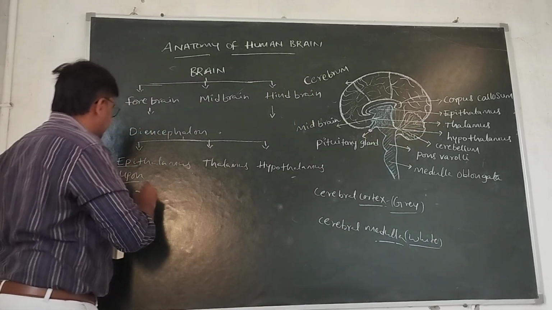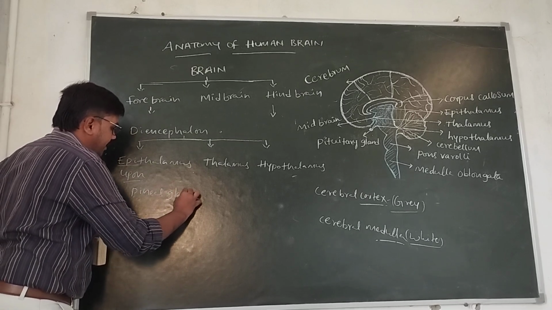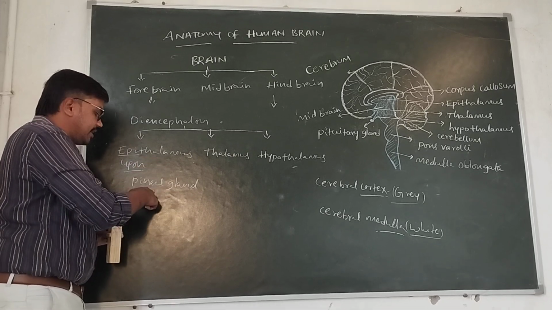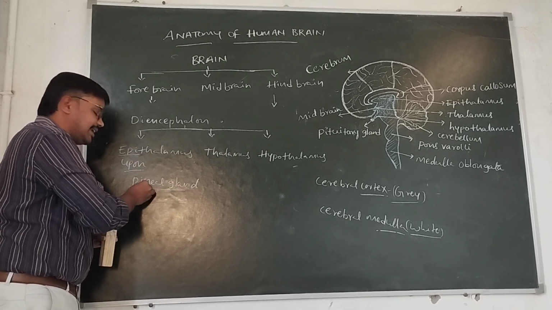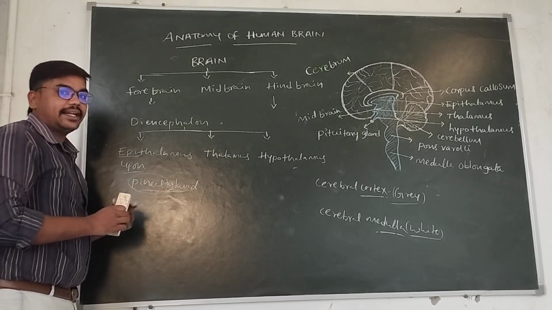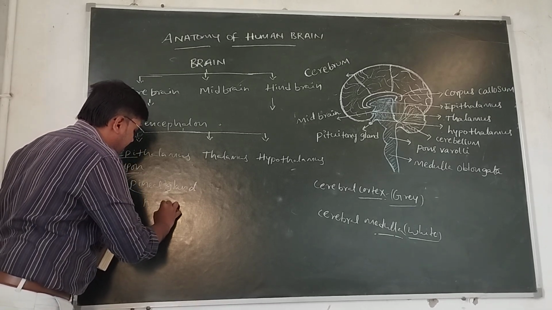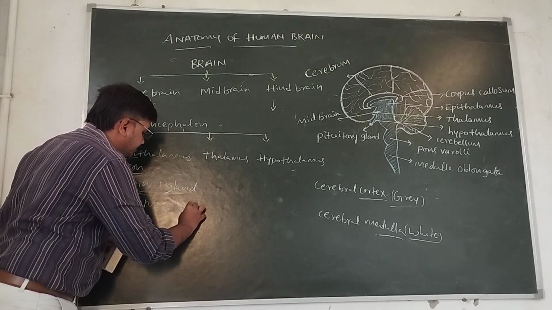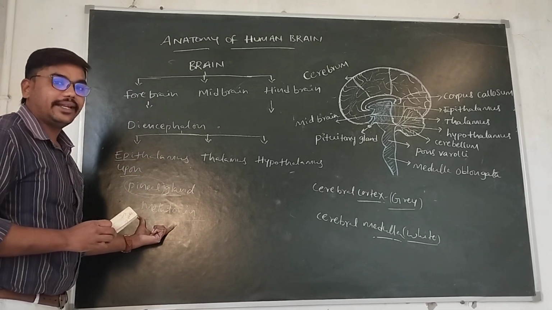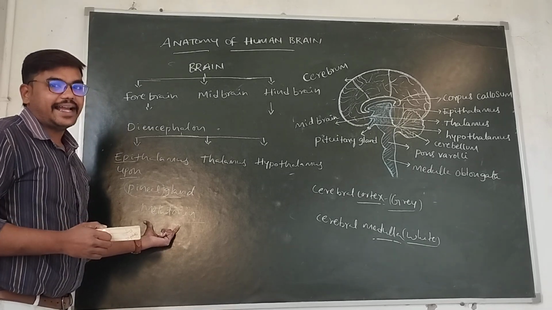This epithalamus is connected with the pineal gland. This pineal gland is an endocrine gland. It secretes melatonin. This melatonin regulates our daily activities.